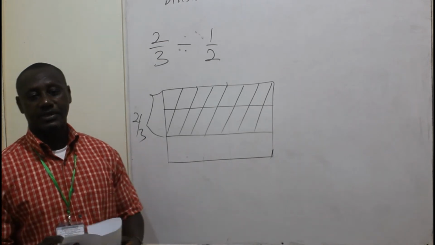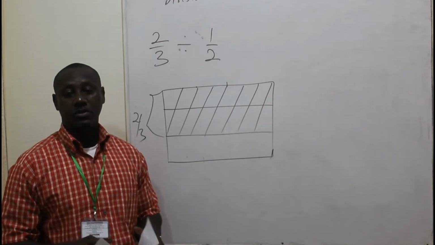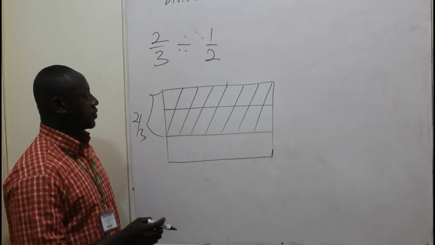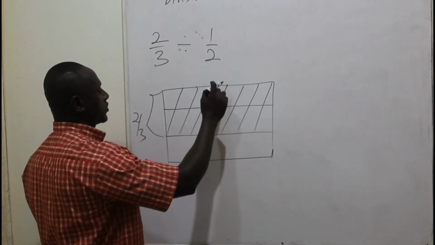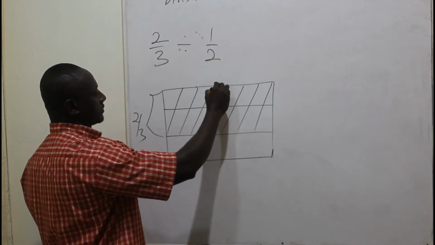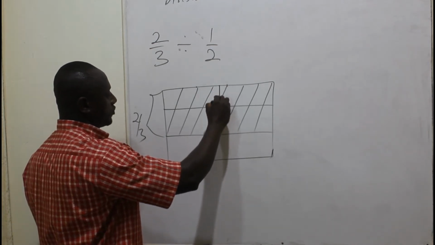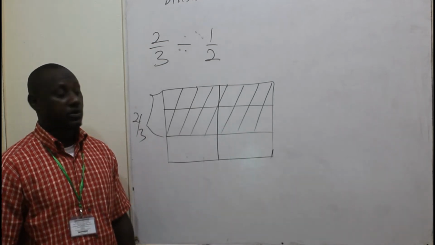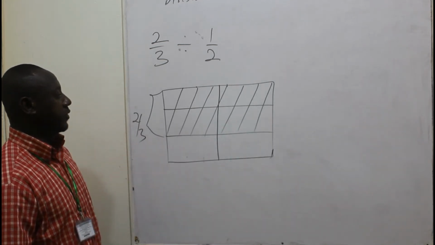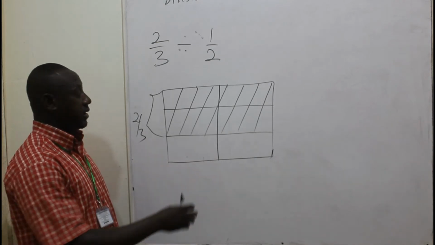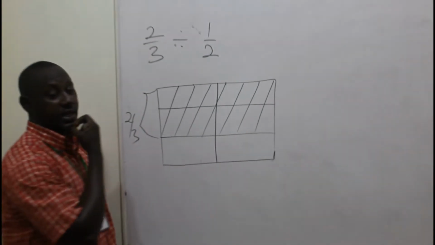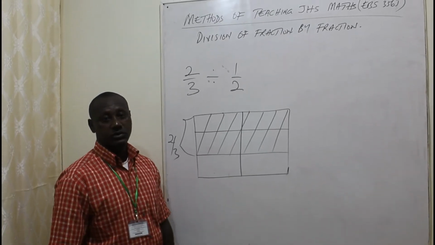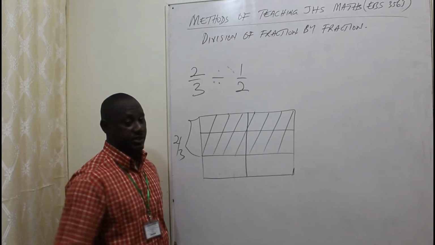Now, how many halves can be gotten from 2 thirds? So this 1, 2, you're going to divide this 1, 2 into 2 equal parts. So I'm going to divide it into 2 equal parts like this. Okay? Now you'll notice, how many of the shaded portions are there? I have 1, 2, 3, 4. I have 4 of the shaded portions.